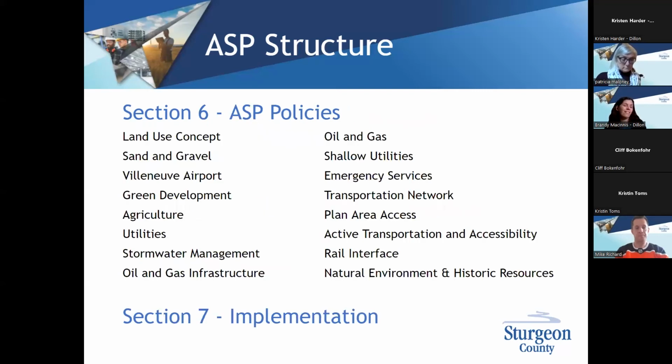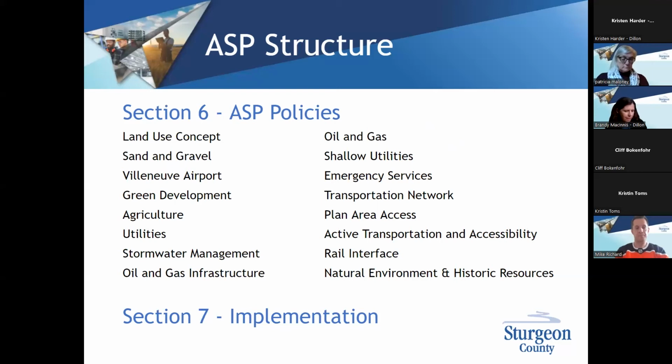Section 6 is the heart of the area structure plan. This is where all the policies will live that will be considered as an outline plan comes in. And that speaks to the land use concept and other examples such as sand and gravel, the airport, green development, utilities and infrastructure, emergency services, the interface with the railway, and also the natural environment and historic resources.